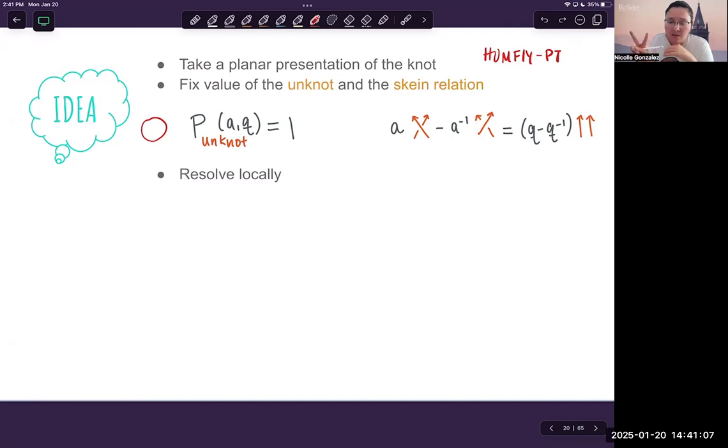And then the second relation is what's known as the skein relation. What this does is it allows you to relate a crossing that looks like this to a crossing that looks like this. As you see, these two crossings are essentially the same, except the order in which the strings are presented is swapped. That makes a huge difference, because this relation is what's going to allow us to untangle the knot, as we will see. And then we resolve locally, which means you just recursively apply these relations until you end up with a polynomial.